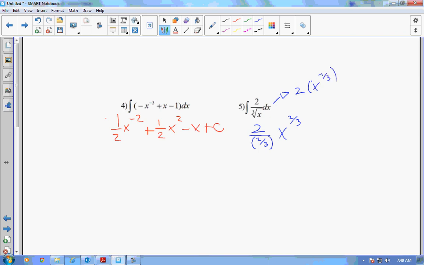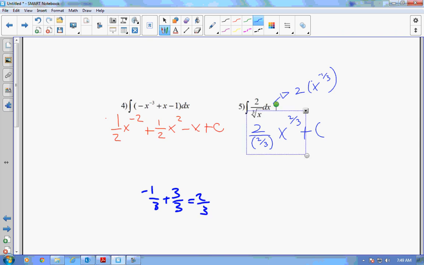Good. So cube root of x is x to the 1/3. But since it's in the denominator and you move it up, it becomes x to the negative 1/3. And so we increase: negative 1/3 plus 1, or plus 3 over 3, is 2/3. That's why that becomes 2/3.